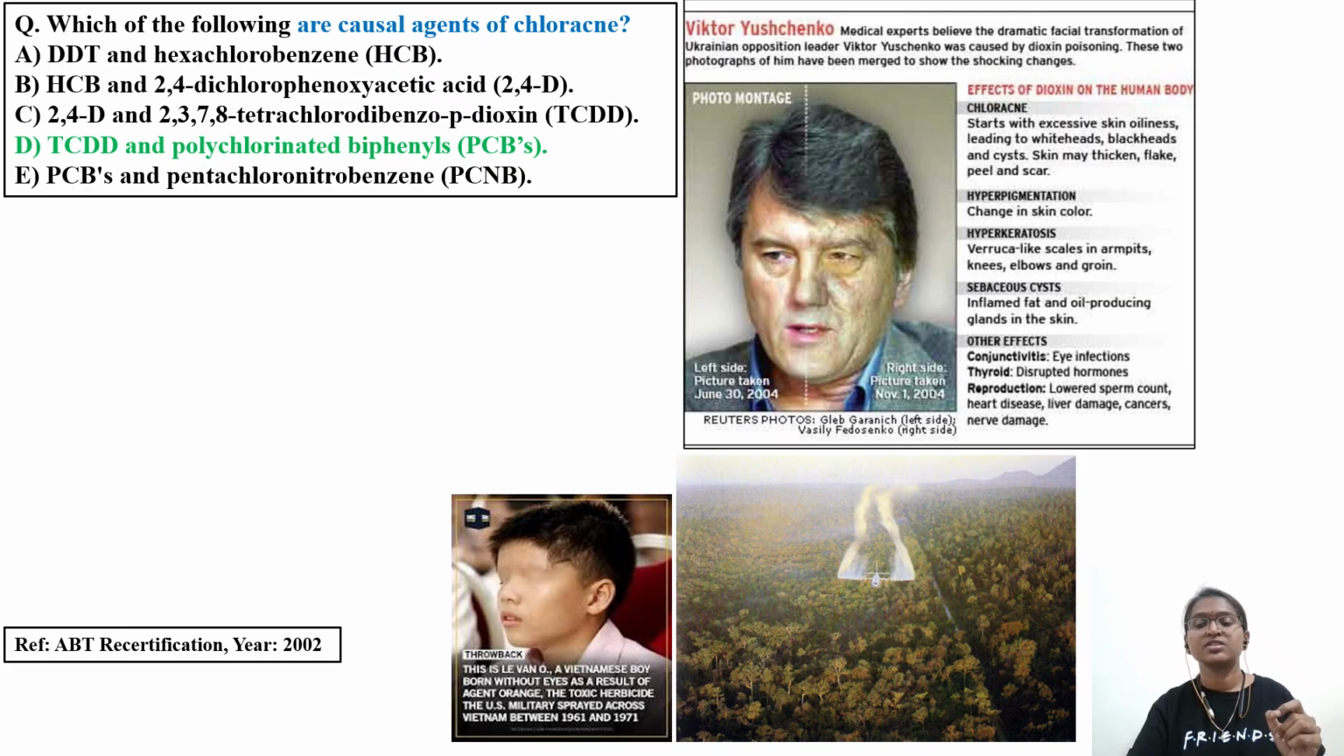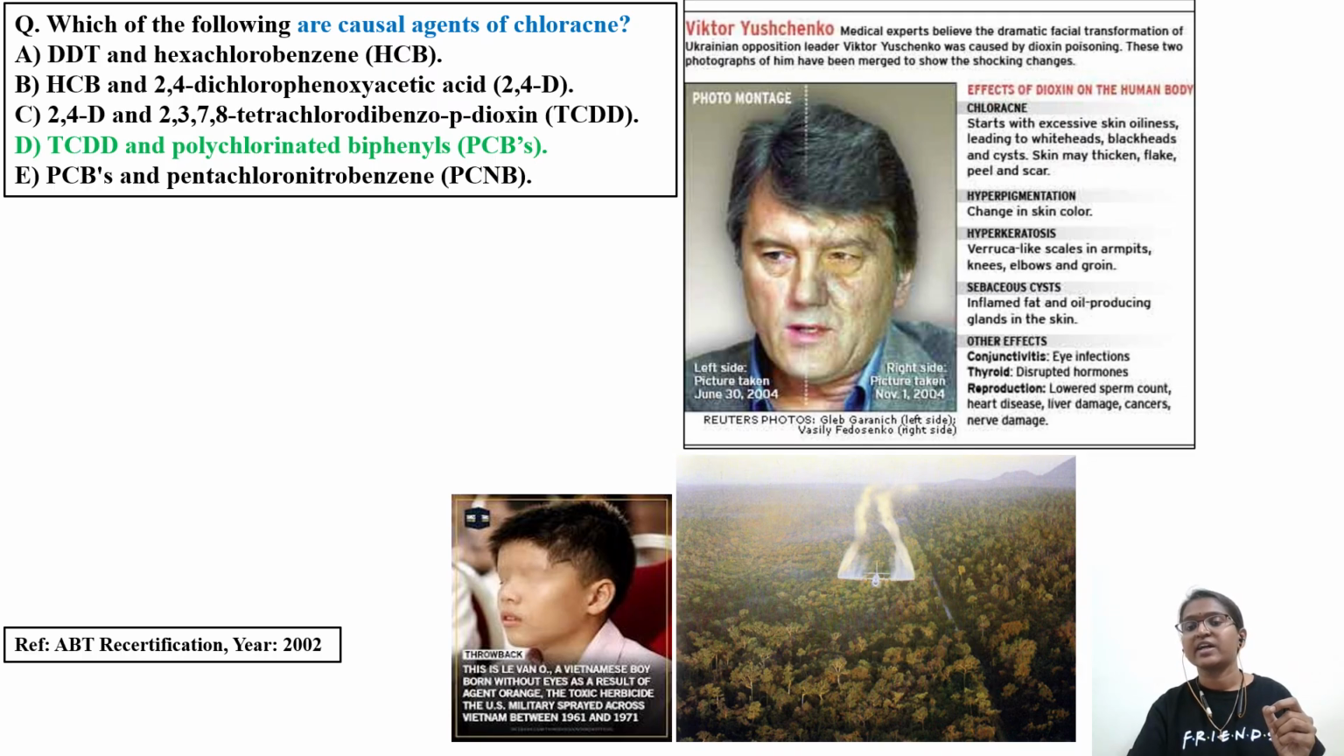One particular instance you can remember is this politician from Ukraine. His name is Victor. He was poisoned with dioxin. Here you can clearly see the difference between before dioxin exposure, given as June 30, 2004, and after dioxin exposure, where you can see a dramatic, significant change in his face.